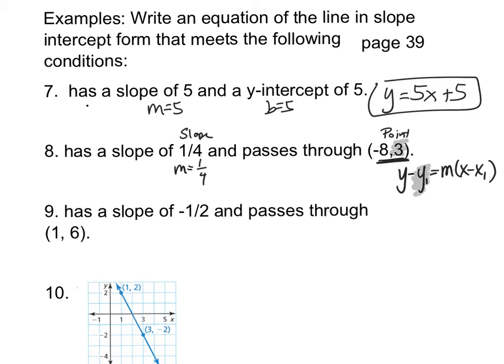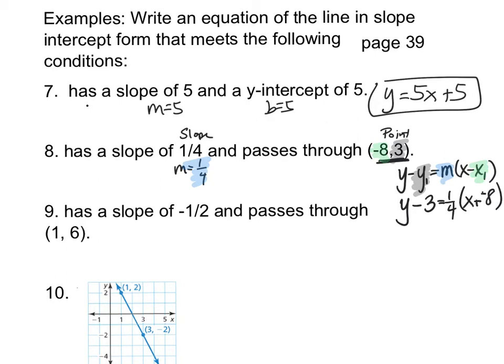y1, x1, slope. We're going to substitute all those in, and I'm going to leave the things that aren't highlighted as a y and an x. So y minus 3 equals 1/4 times x minus negative 8.